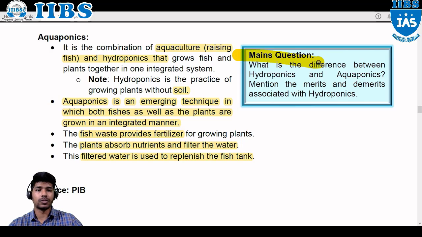And you can have the main question over here. What is the difference between hydroponics and aquaponics? Mention the merits and demerits associated with hydroponics. Okay.